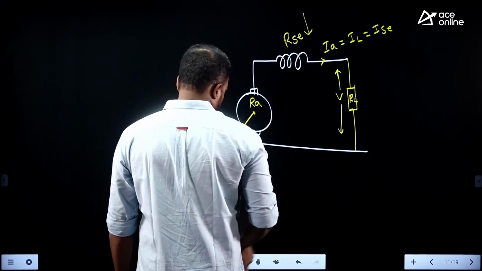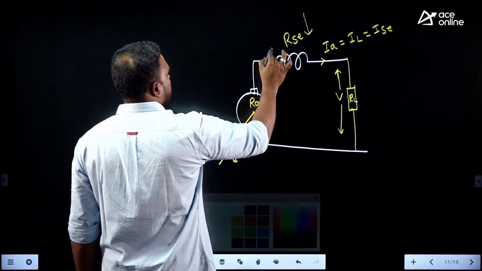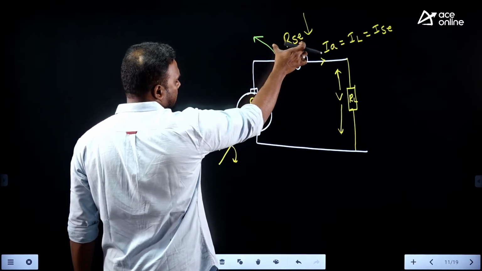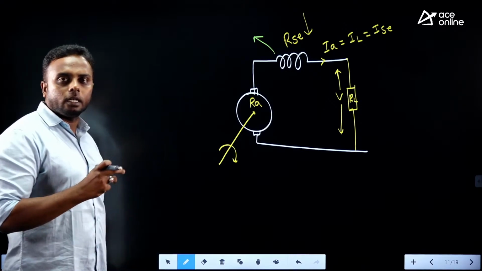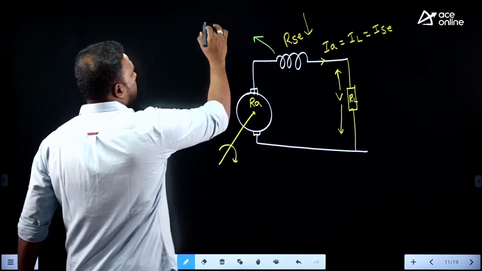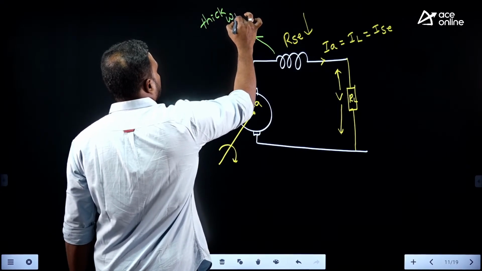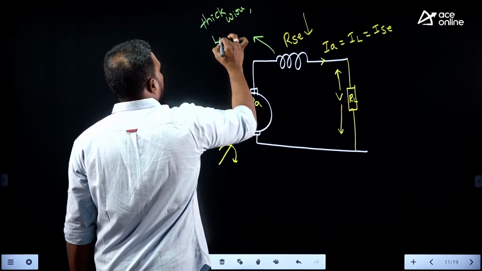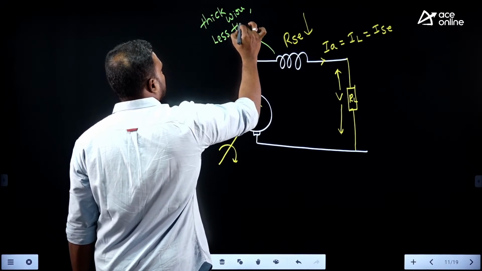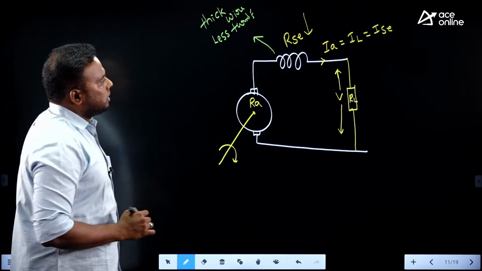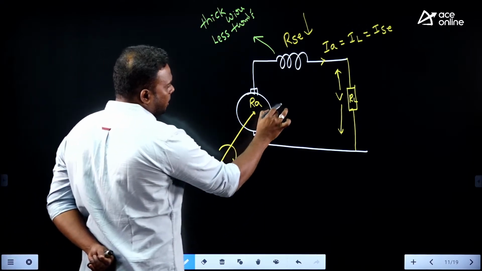For that reason, the series resistance is made up of low resistance. So how to get low resistance? Thick wire and fewer turns, so that the length reduces and the resistance also reduces. So for that reason we use it. And here the EMF induced is Eg.